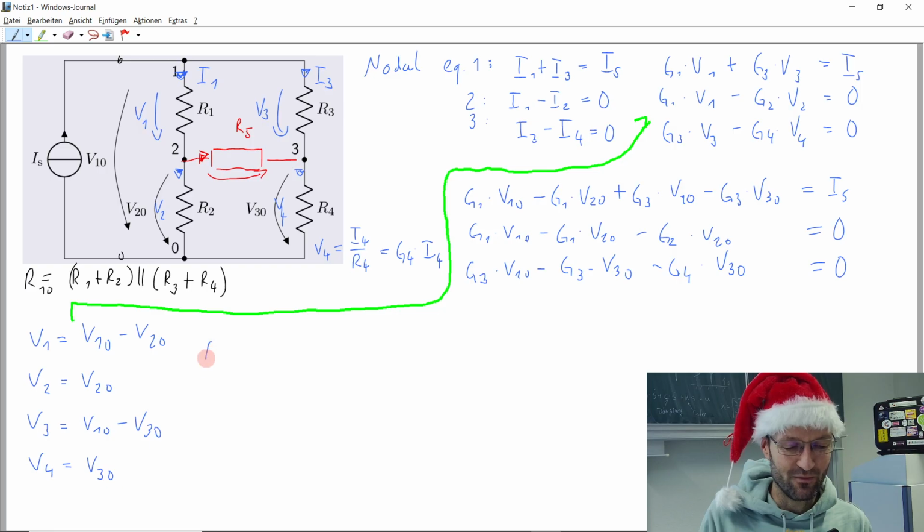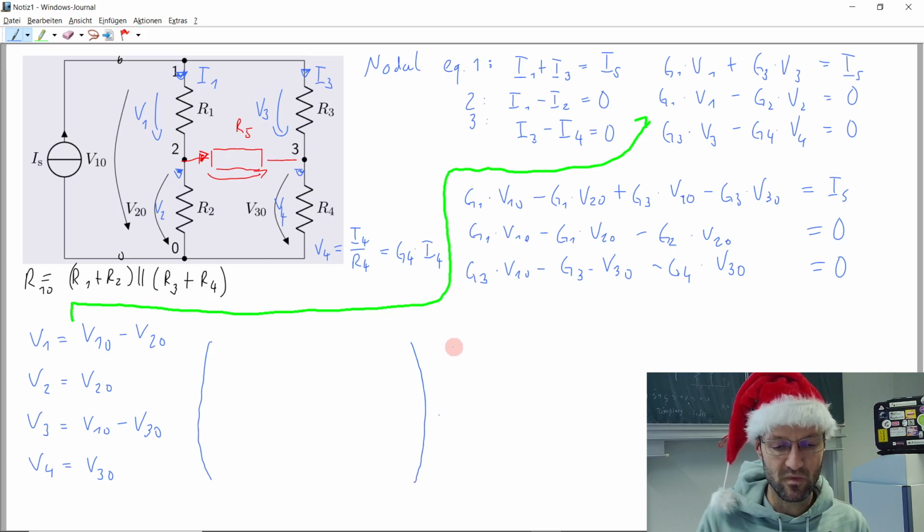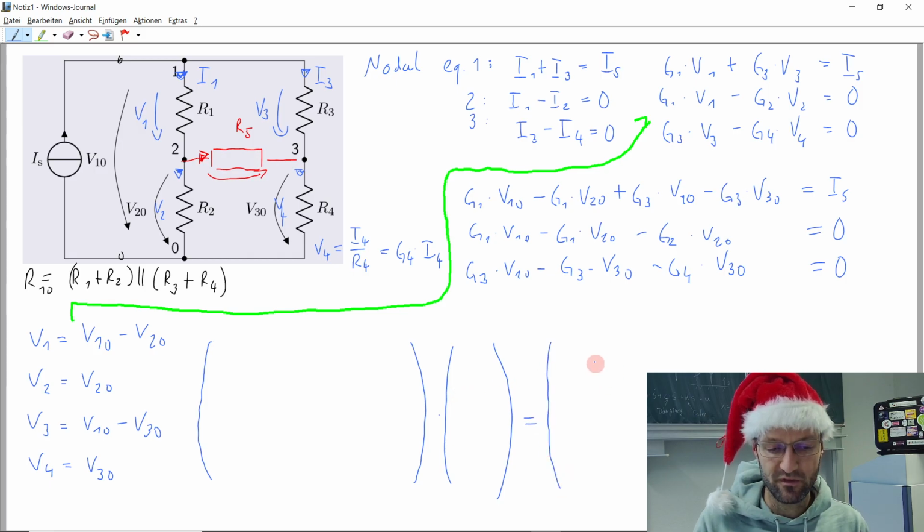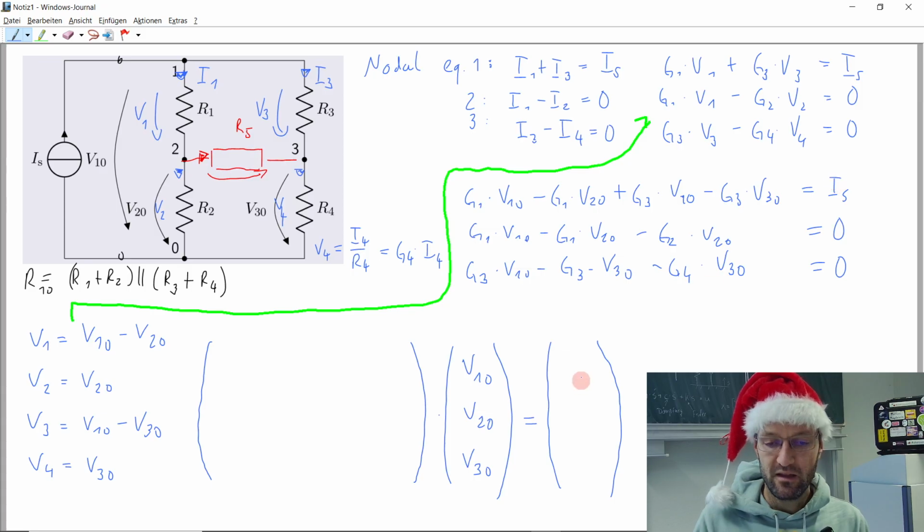So now I will use this space here to rewrite this set of equations in matrix form. So we have the matrix with all the coefficients, then we have the vector of the unknowns, and we have the vector of the sources, or let's say the right-hand side of this equation system. So here we have the three unknowns, V10, V20, V30. Here we have the sources, or the right-hand side.